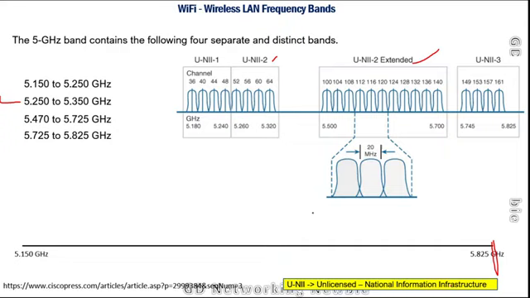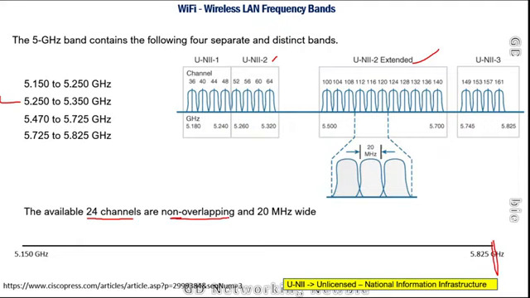But here the important thing is that in this case we have 24 channels, and all these channels are not overlapping with each other. As you can see, they are not overlapping. But in the case of 2.4 gigahertz, most of the channels were interfering with each other. But in this case, all these 24 channels are not overlapping. It means we can use all of them.